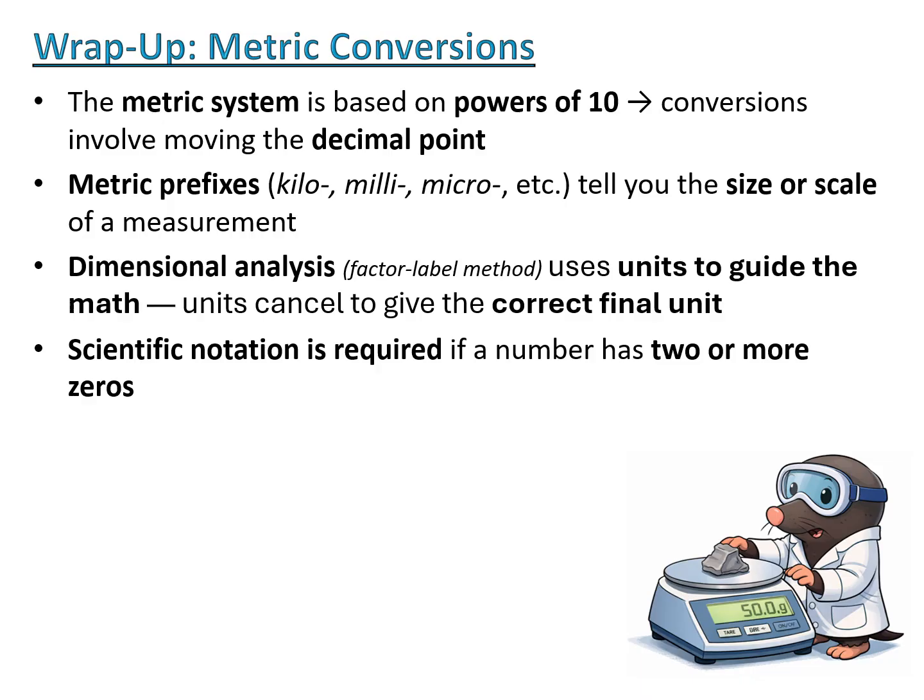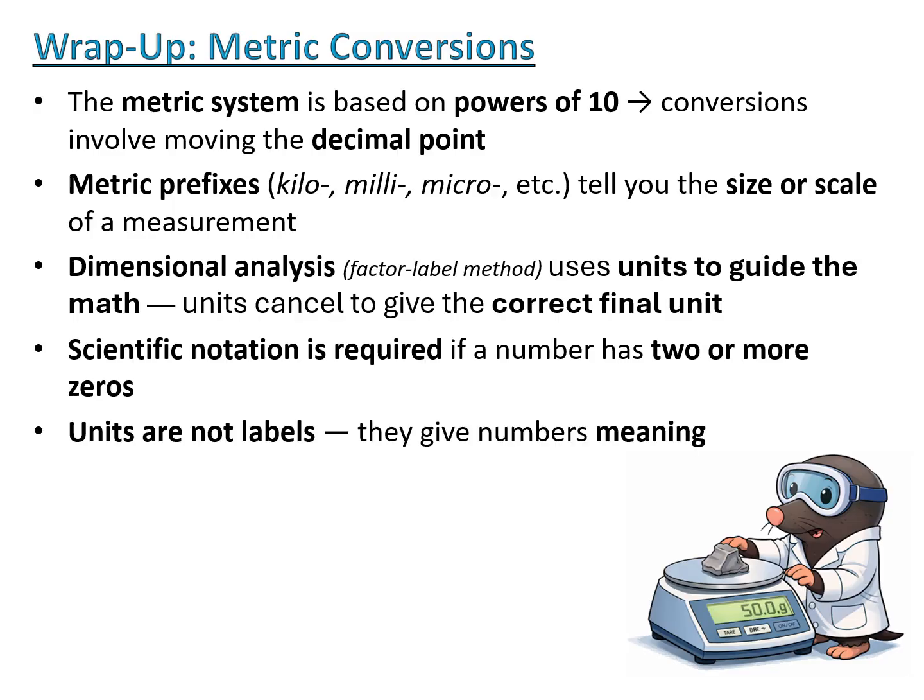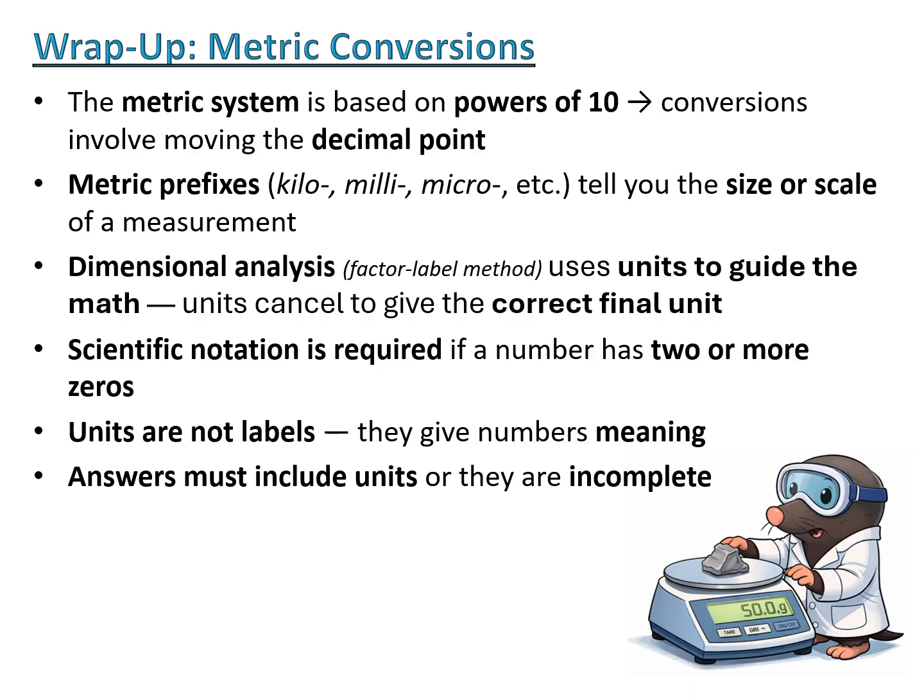Remember, a classroom rule is that if you have 2 or more zeros, we're going to write our numbers in scientific notation. And also remember, we're always going to include our units, and that units are not labels. They actually convey meaning. They're more than just something that got stuck on it to dress it up a little bit. And then our answers must always include the units, or they are going to be incomplete. Typically, when I'm grading a problem set, it's going to be 2 points for showing your work, 1 point for the correct answer, and 1 point for the unit. So if you just write down a random number, you're not going to get very many points for that one.